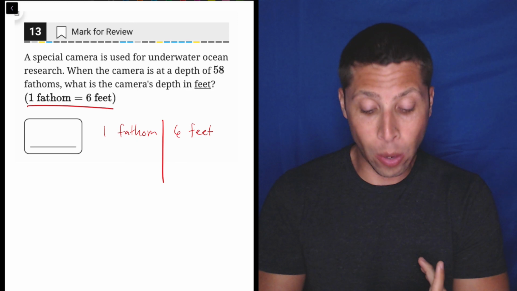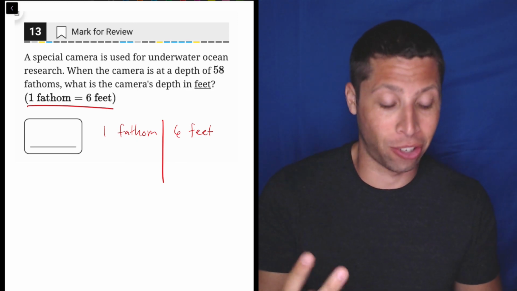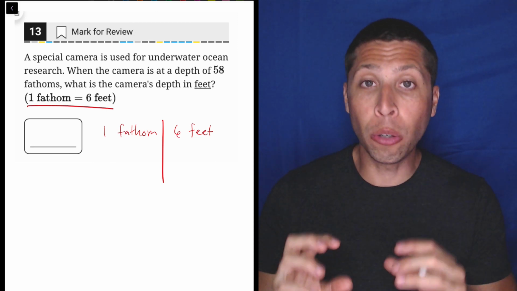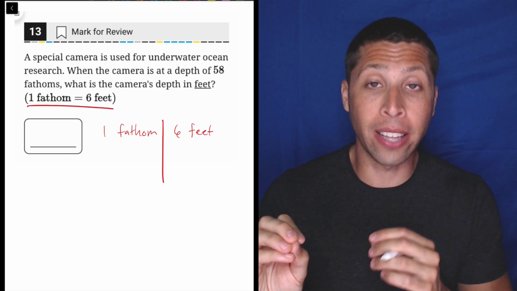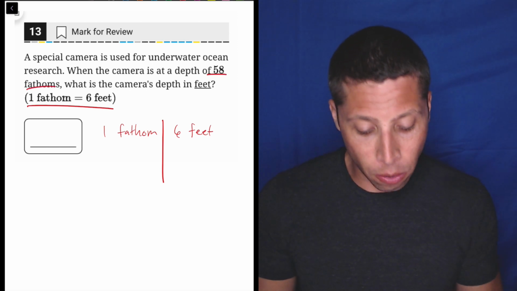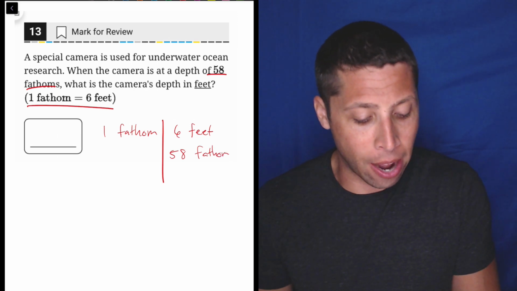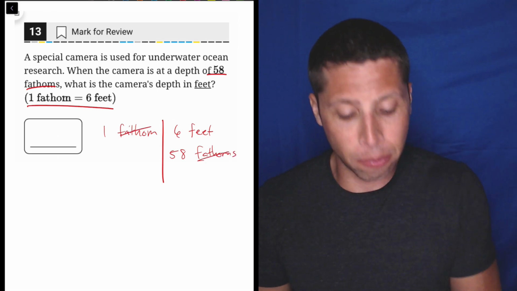So we go back into the question and we look for another place where they mention a unit. Usually there's 2 things mentioned, and then we're gonna write them, but we're gonna do it so that we have 1 of that unit on the left, 1 of that unit on the right. So I see right here, 58 fathoms. Okay, so I would wanna write 58 fathoms on the right side now so that I can cross fathoms off.